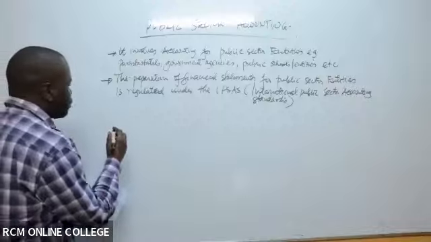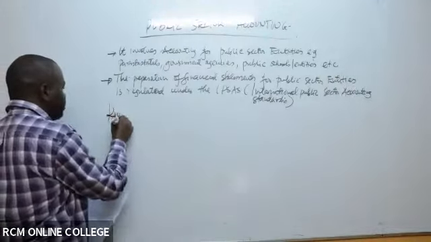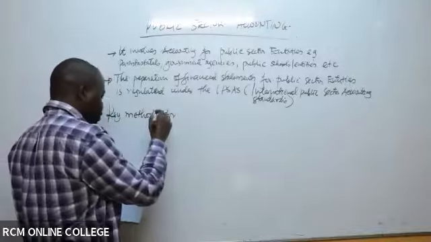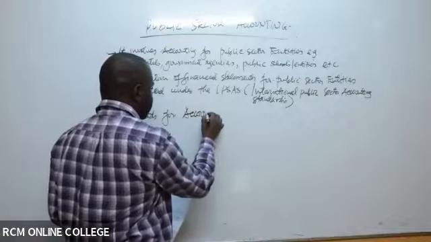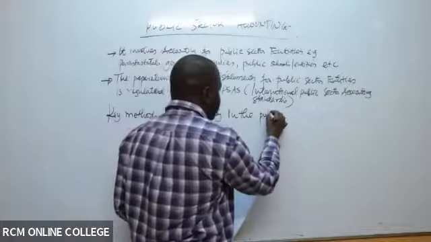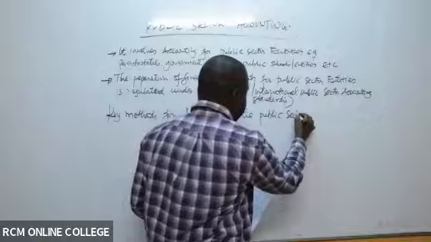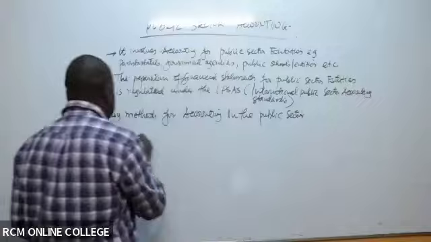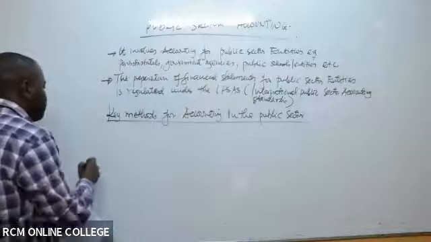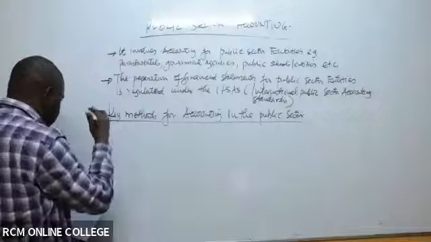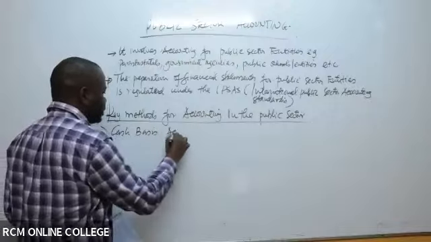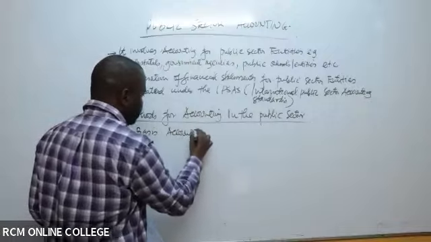there are key methods of accounting in the public sector. They'll come out as we'll be preparing part of this particular financial statement. So number one, we have what we call cash basis accounting.